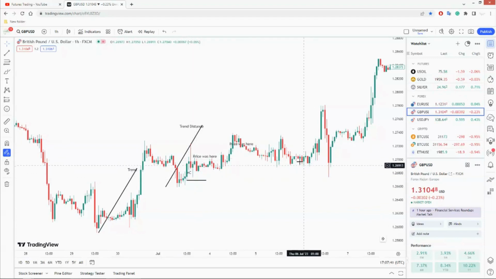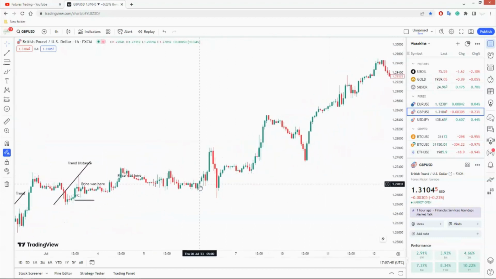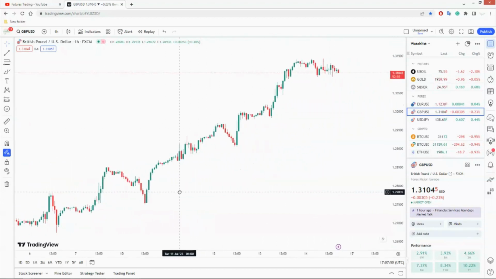They didn't tag it. They even leaned over and got near it. They got near it, but they didn't tag it. All right, so they didn't tag it. And of course, they gave you more of the trend distance just on the way up. There you go.